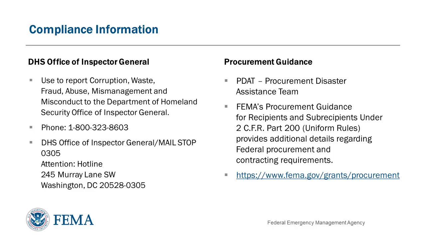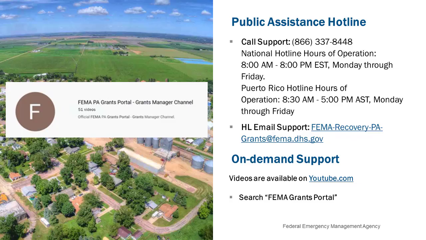In addition, we have our procurement guidance, or our PDAT. So to review the FEMA Procurement Disaster Assistance Team website for procurement supplemental documentation, you can visit www.fema.gov/grants/procurement, and FEMA's procurement guidance for recipients and subrecipients falls under 2 CFR Part 200. Uniform rules provided additional details regarding our federal procurement and contracting requirements.